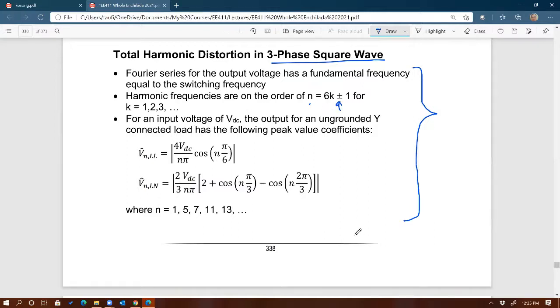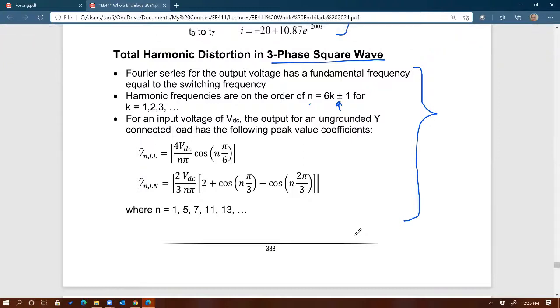Okay, so if I were to draw the location of the harmonics, the very first one, of course, is the fundamental component. And then the second one is 5 times. What's the third one? Well, the third one is when you apply the plus sign. So that's 6 times 1, that's 6, plus 1 is 7. So 7 times 60, that's 420. So it's going to be 7 times the fundamental component, and so on and so forth.